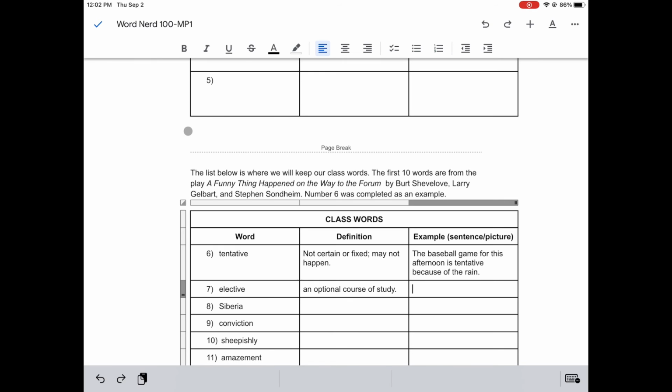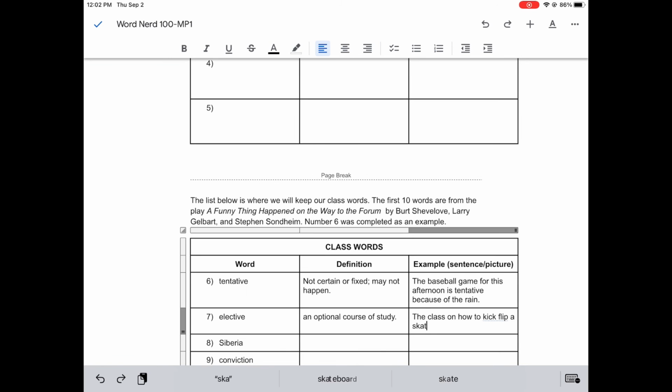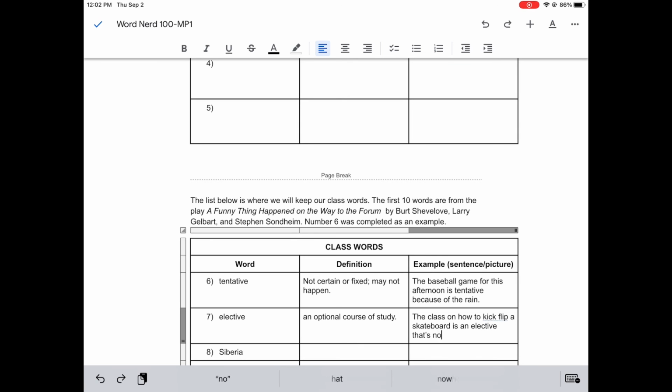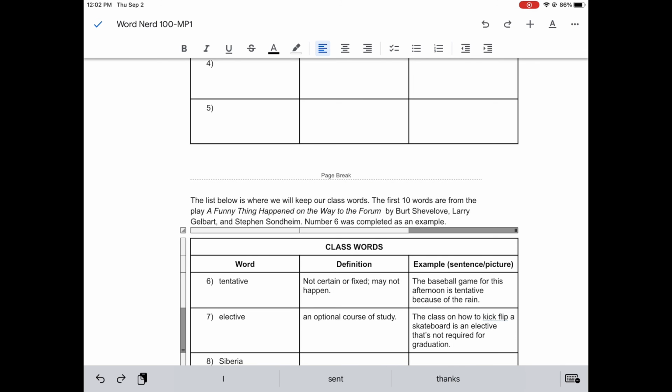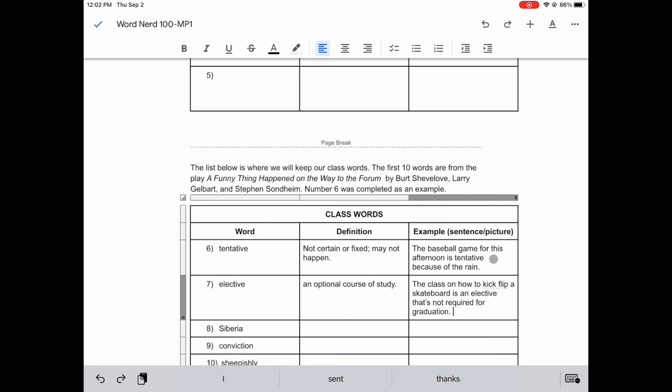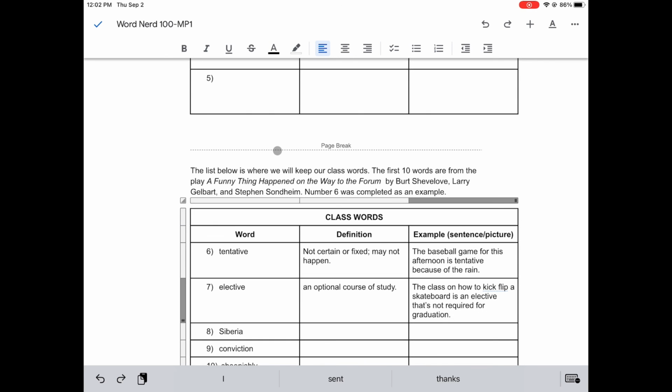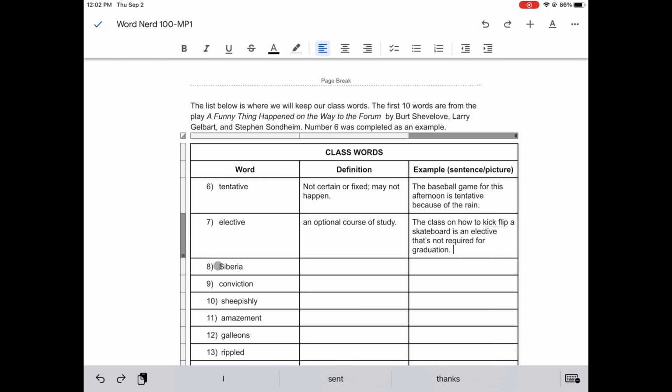Where I want to use it as an example, that's where you're showing me, that's where your brain is working and you're really showing me you understand what it means. So if I'm using elective like a noun, an optional course of study, I might say something like, well, the class on how to kickflip a skateboard is an elective. Okay, and I'm going to add an elective that is not required for graduation. That's a great sentence because that shows me I know that an elective is an optional course of study. It means it's something that's not required.